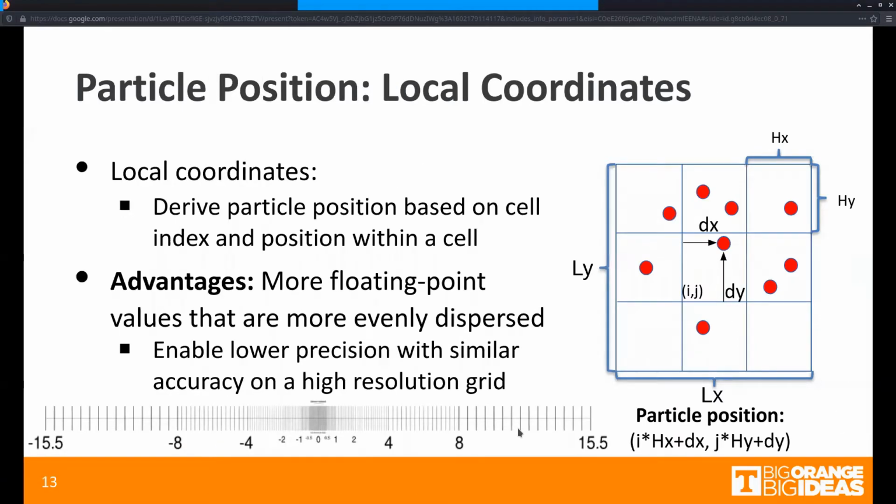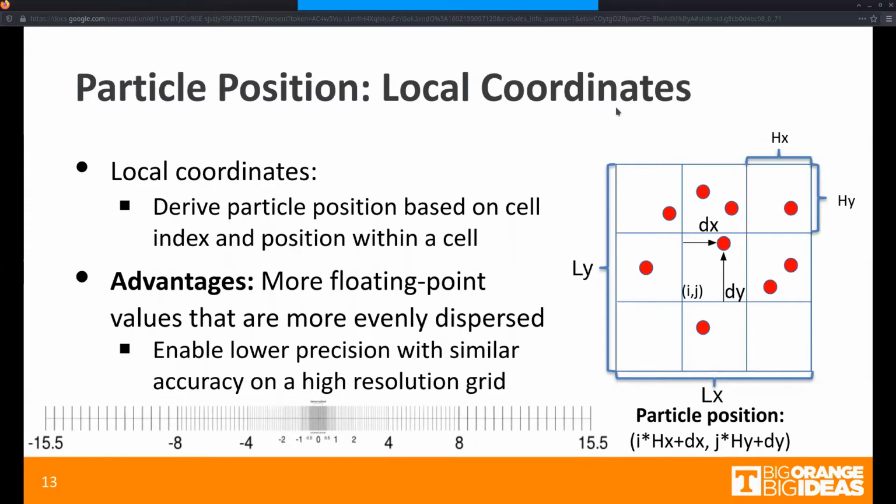VPIC uses a local coordinate system where particles store both the cell index in which they reside and their position within the cell. Compared to global coordinates, this method increases the number of floating point values in the simulation space based on the grid resolution, and thus improves accuracy. Additionally, points are more evenly distributed compared to global coordinates. VPIC by default uses local coordinates and stores position in single precision.